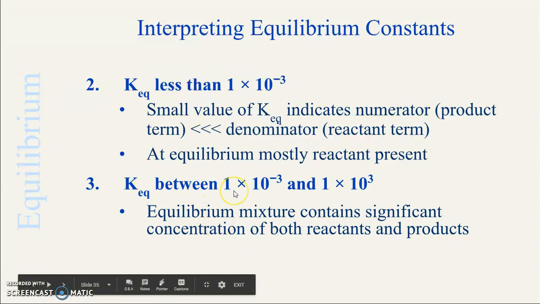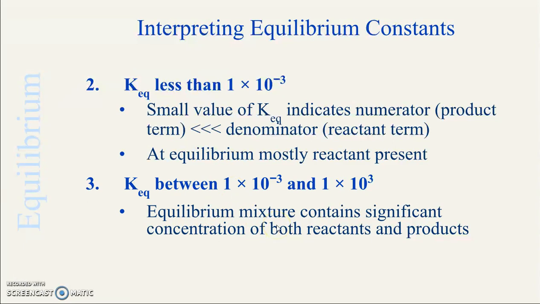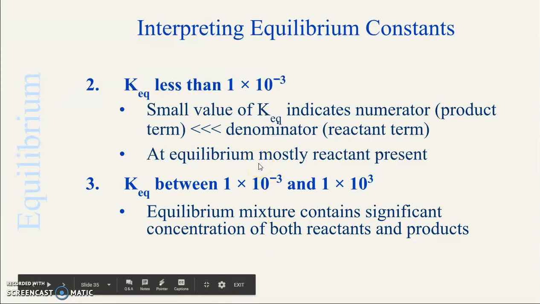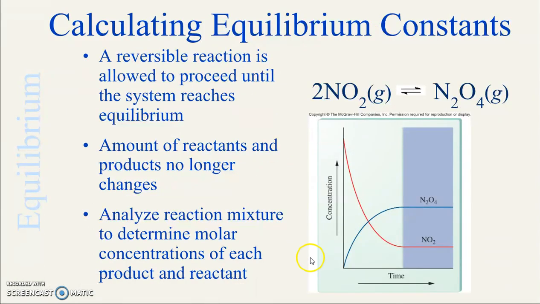If the KEQ falls in between, then the equilibrium mixture contains significant concentrations of both reactants and products. It can go anywhere from like 60-40, or even a 50-50, but for the most part, you can look at that KEQ value and get a pretty good idea what's favored: products, reactants, or both. Are they more in the middle?